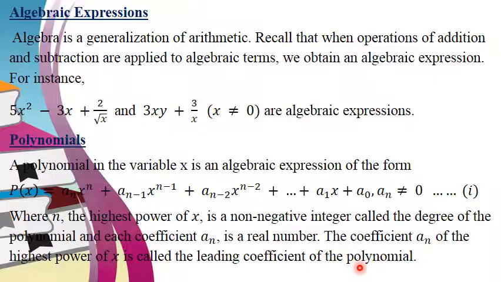So for a polynomial, it is compulsory that all the exponents of your variables should be a positive number or 0, but it should not be equal to negative integers.